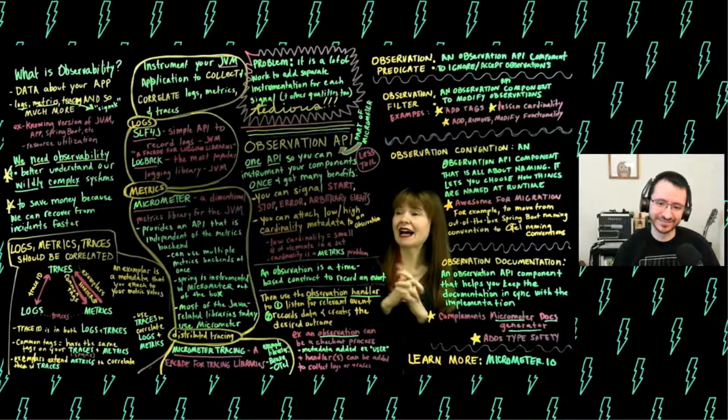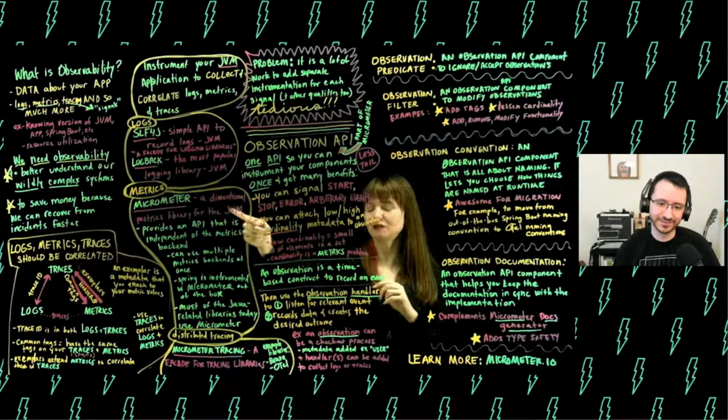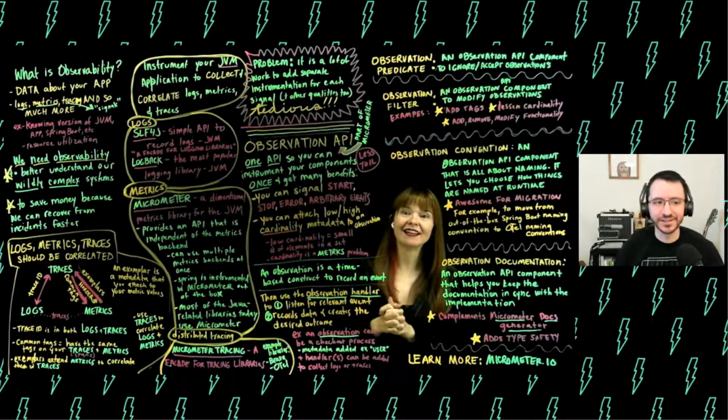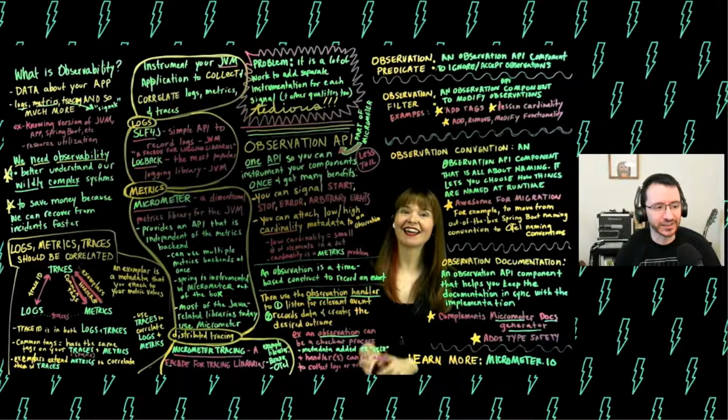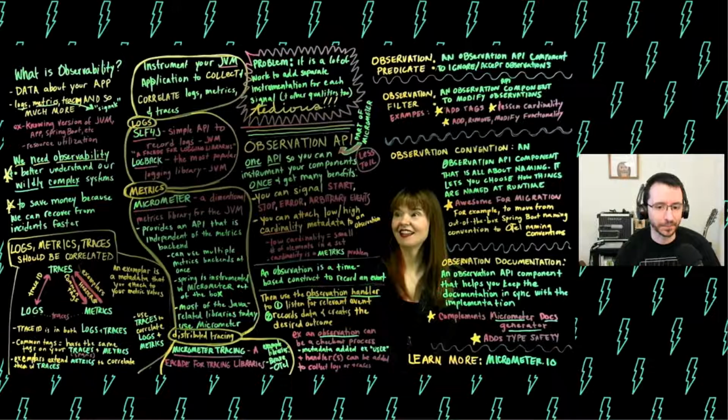You know what I meant to ask you? What do you mean by dimensional? What does that mean? Yeah, so there are basically two different types of metrics libraries or ways of recording this data. One of them is called dimensional, and the other one is called hierarchical.